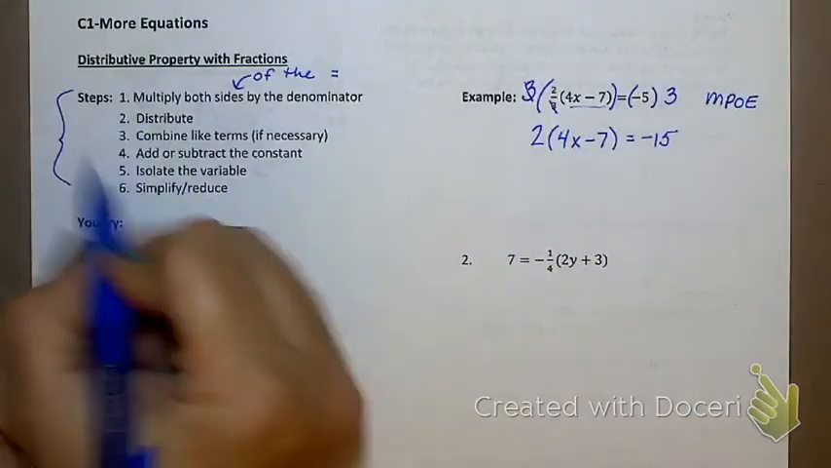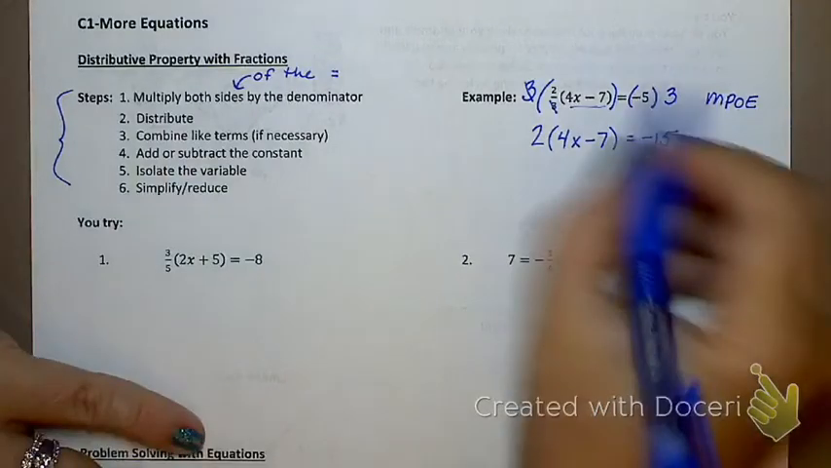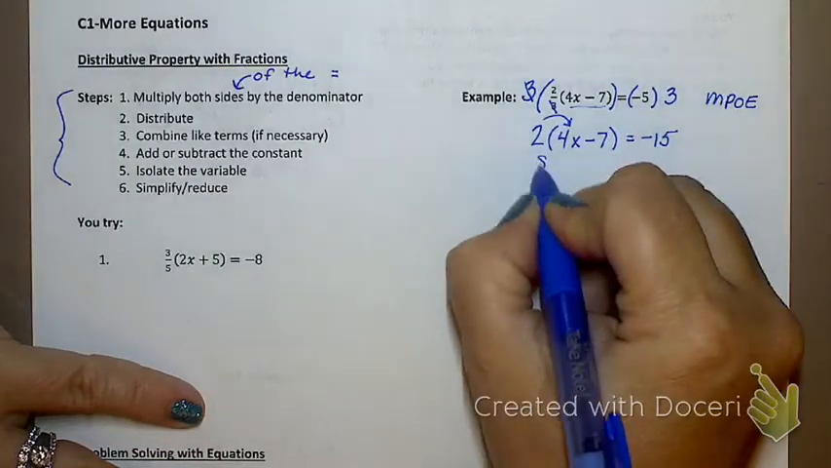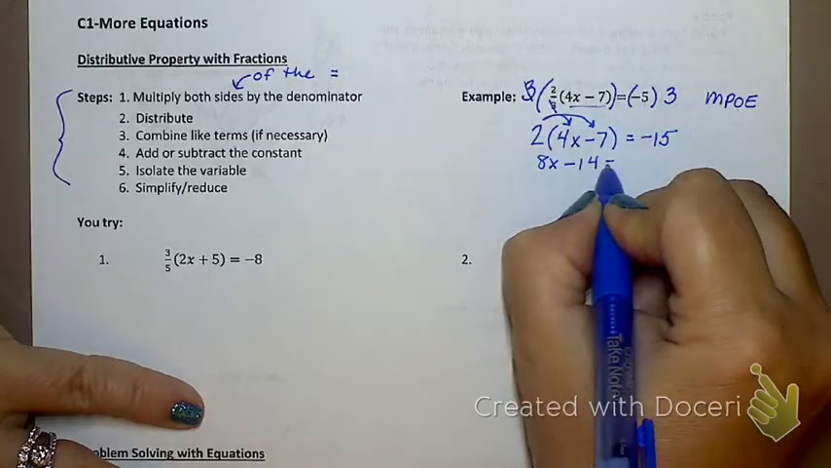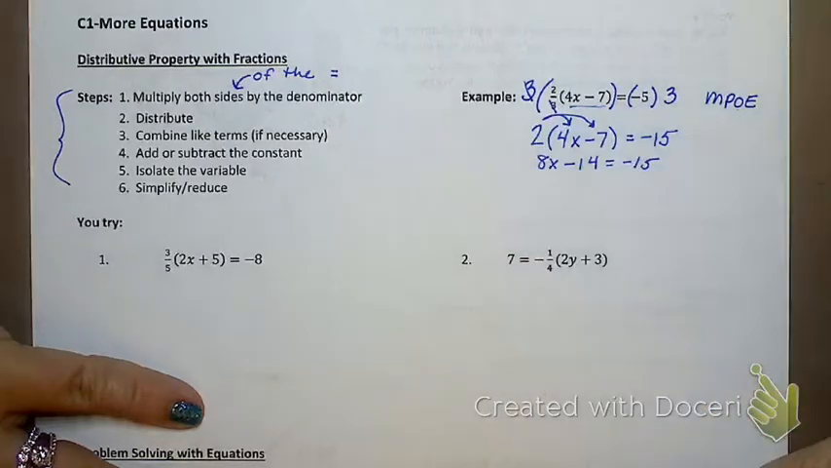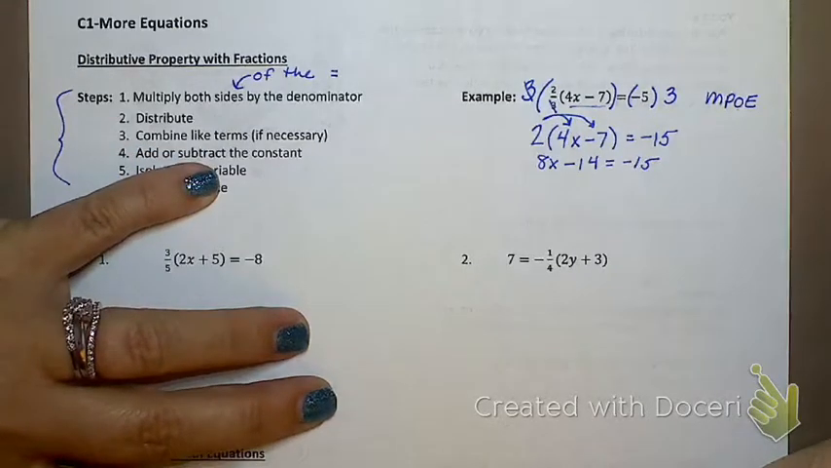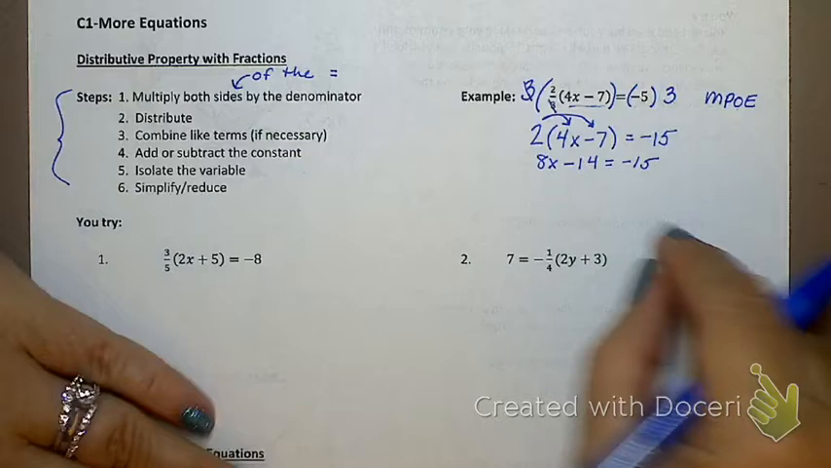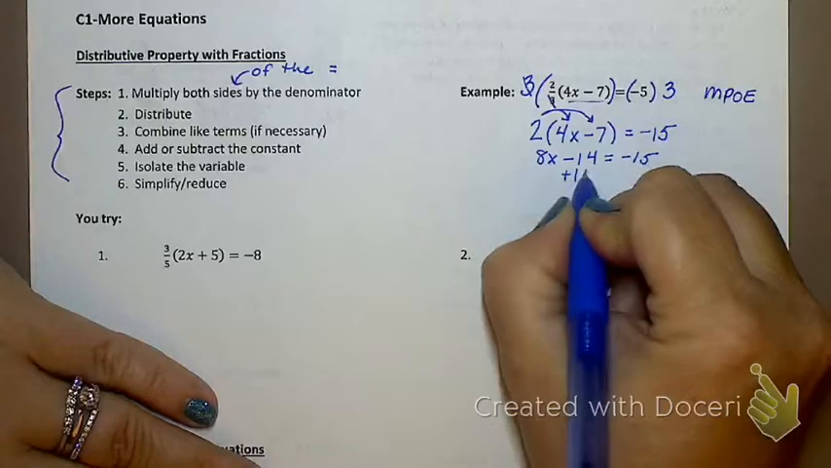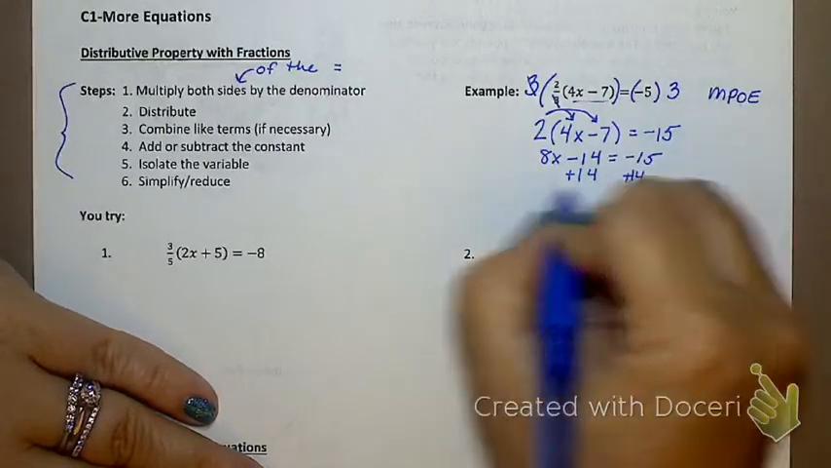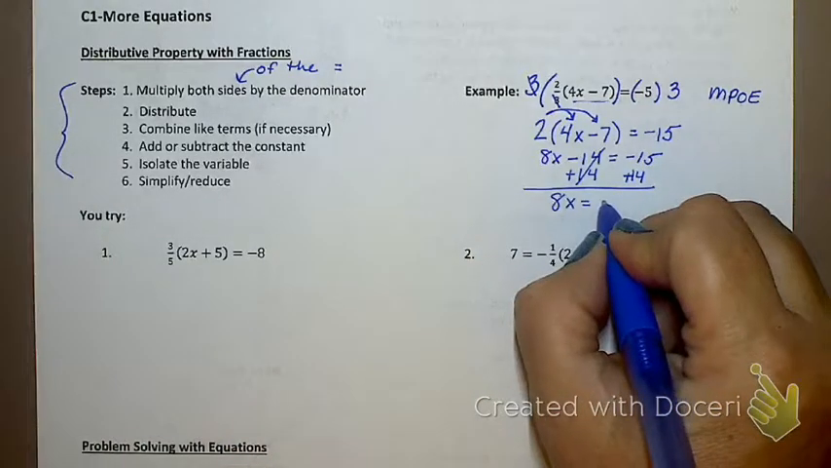Yes. So I could continue following these steps if I want to, or if I know what to do, I can just do it. Step 2 says, so 2 times 4x is, 2 times negative 7 equals what? Okay. Combine like terms if necessary. Do I have any like terms here? Nope. Add or subtract the constant. Which one's the constant? The one with no x. So how do I move the negative 14? Add 14. Oops. So I have 8x equals negative 15 plus 14.